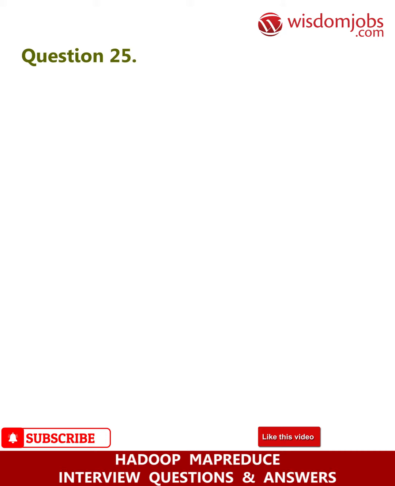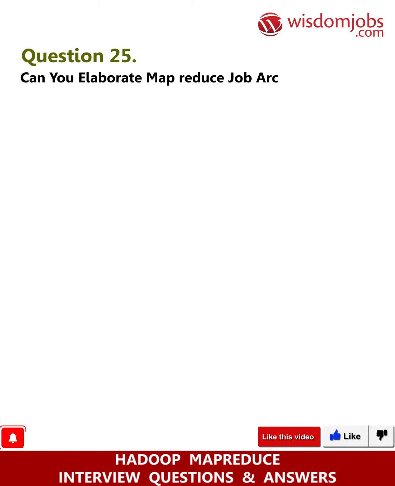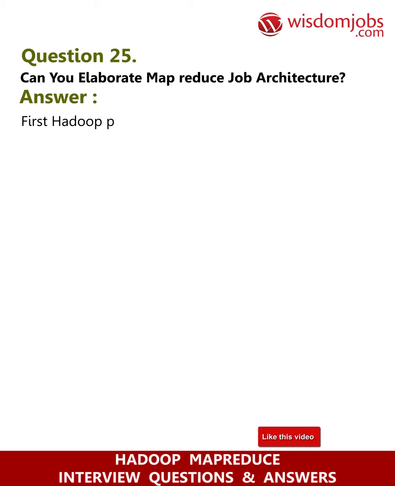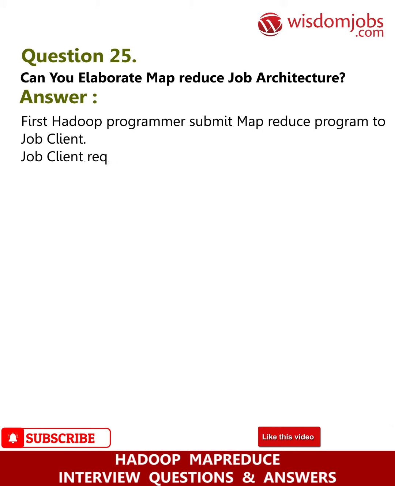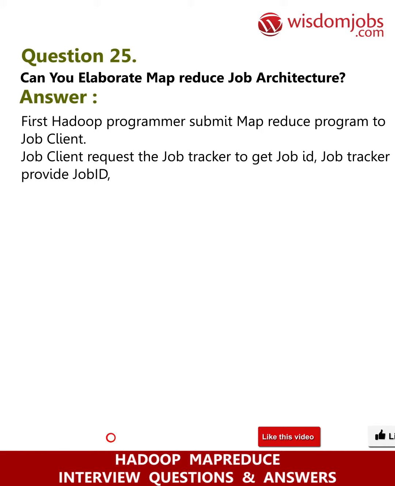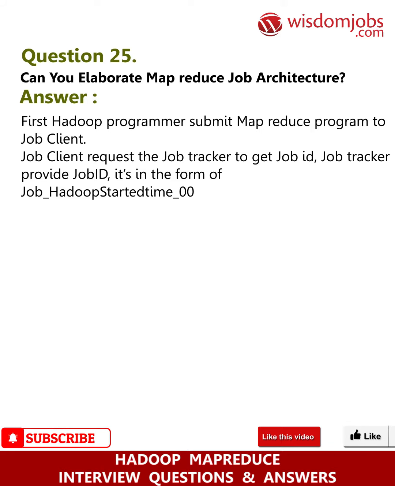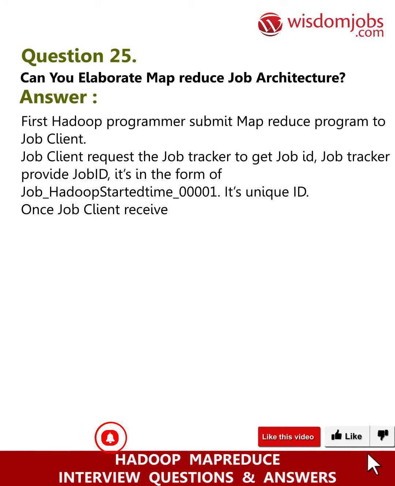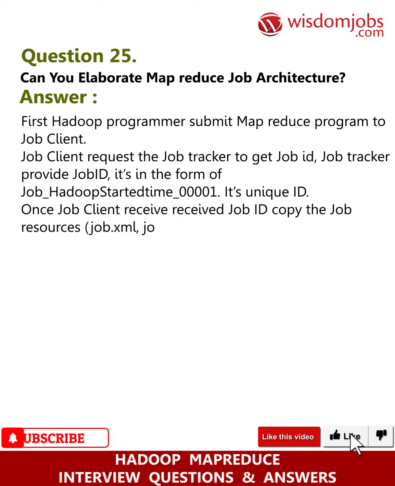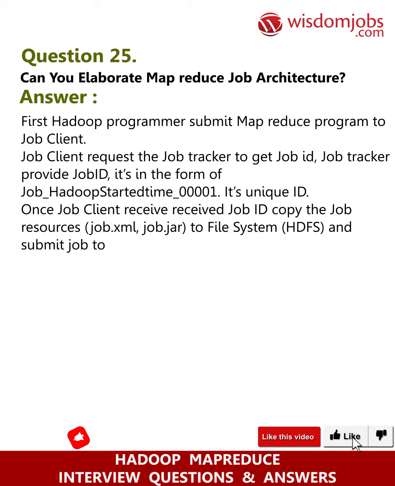Question 25. Can you elaborate on the MapReduce job architecture? Answer. First, the Hadoop programmer submits the MapReduce program to the job client. The job client requests the job tracker to get a job ID. The job tracker provides the job ID, in the form of job_Hadoop started time_00001. It's a unique ID. Once the job client receives the job ID, it copies the job resources, job XML and job.jar, to the file system HDFS and submits the job to the job tracker.